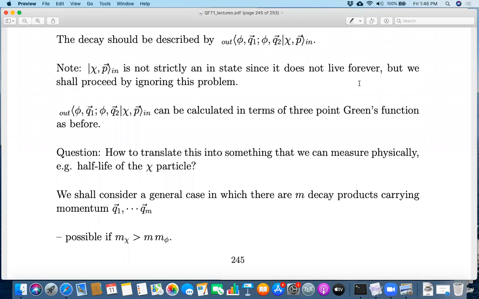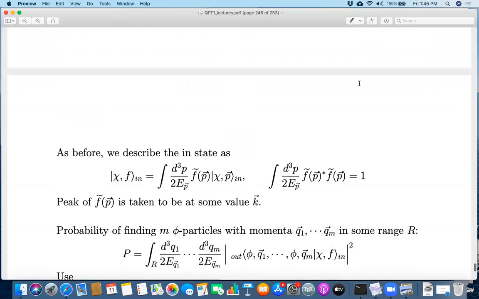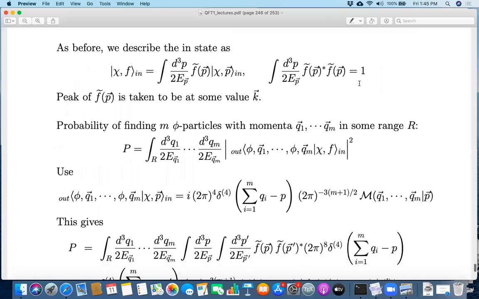Are there other questions? Okay. So we'll proceed as before. We'll describe the in state again in terms of its wave function. We'll take a normalized in state.